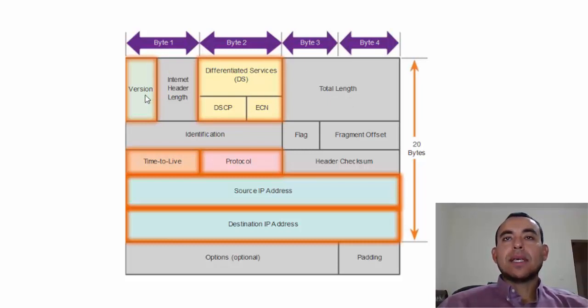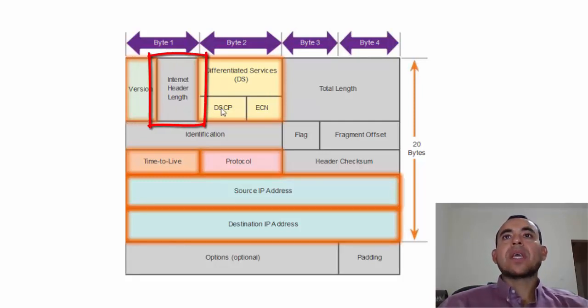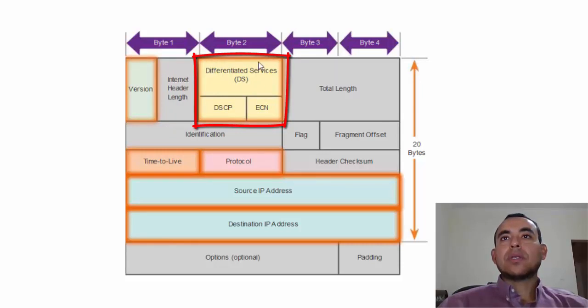So the first field is the version, and it's only 4 bits, and this actually identifies the version of the IP, whether it's version 4 or version 6. Another field which has a length of 8 bits or 1 byte is what we call differentiated services, or what we used to call before the type of service.